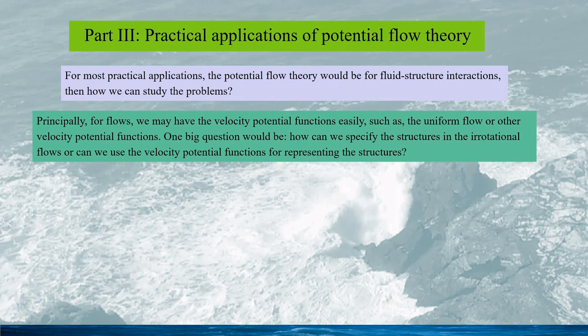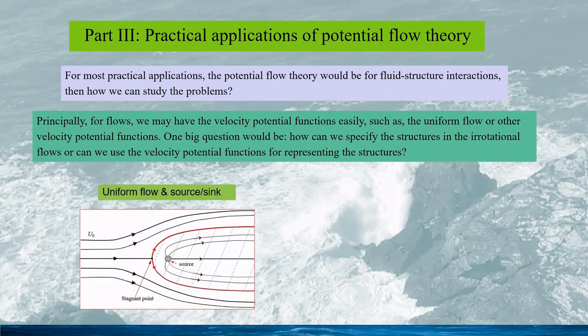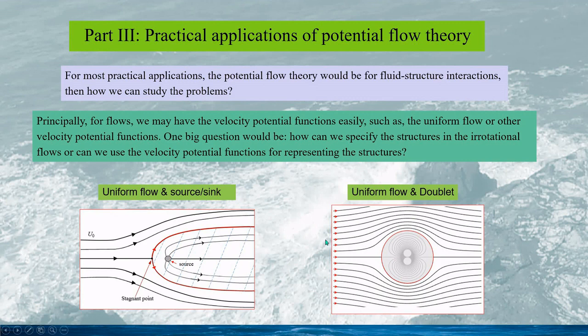Thus, one big question would be how we can specify the structure in the irrotational flows, or how we can use the velocity potential function to represent the structures. As shown in the previous slides, the source in a uniform flow is equivalent to a solid bullet, since there is no flow across the separation line, the red line in this plot. Similarly, for the uniform flow passing a doublet, the doublet could be equivalent to a solid circle. These are two examples of how we can use the singularities to represent some simple structures.